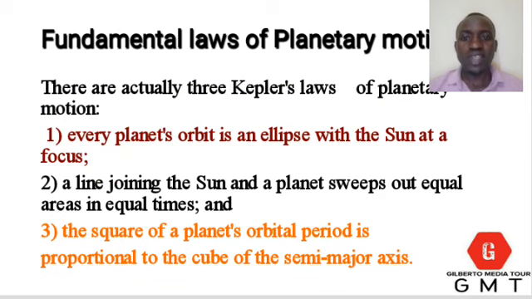There are 3 Kepler's laws of planetary motion. The first says that every planet orbits in an ellipse with the Sun at the focus. The second: a line joining the Sun and a planet sweeps out equal areas in equal intervals of time. The third: the square of the planet's orbital period is proportional to the cube of the semi-major axis. Semi-major axis means the radius separating the Sun and the planet, like that.